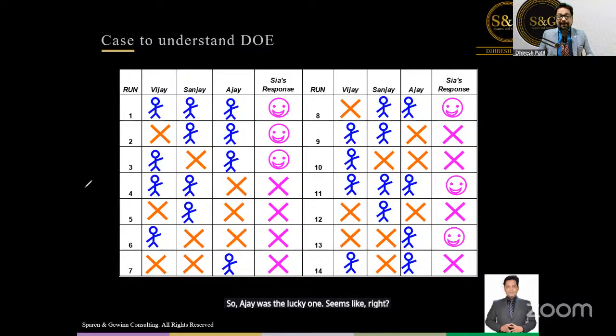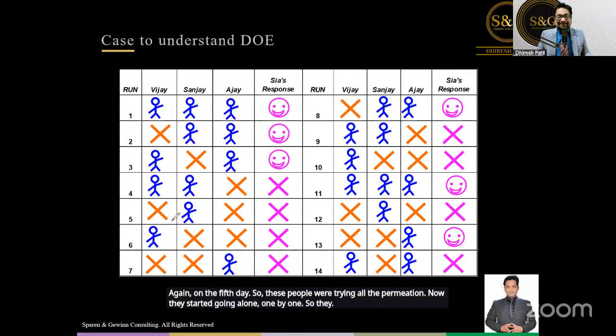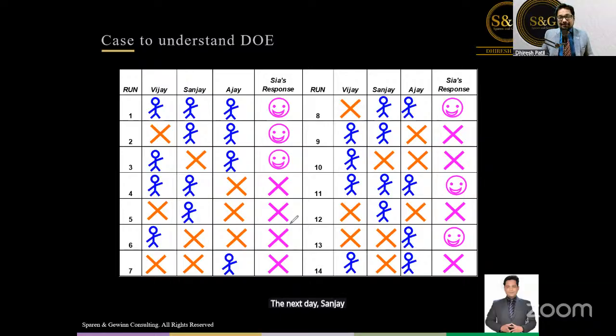Again on the 5th day, these people were trying all the permutations. Now they started going alone one by one. So the next day Sanjay alone went, Sia didn't smile. 6th day Vijay alone went. Vijay was, by the way, the neighbor.